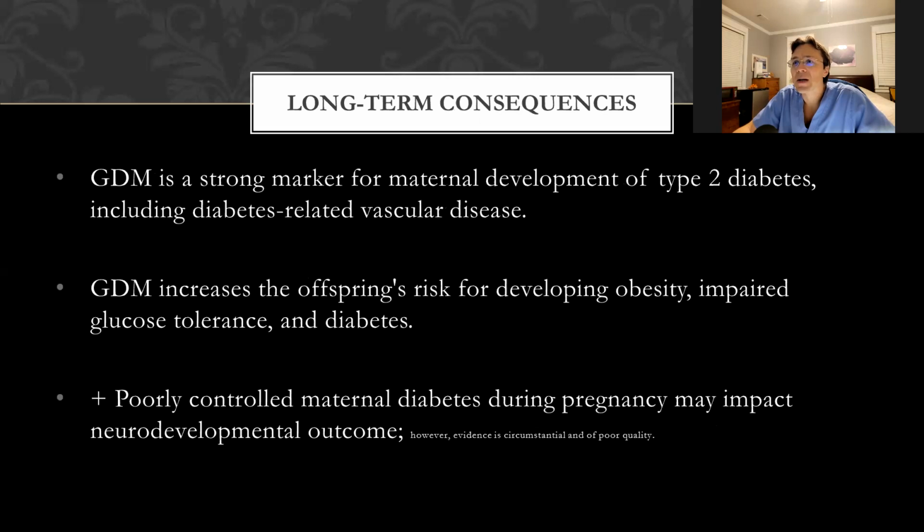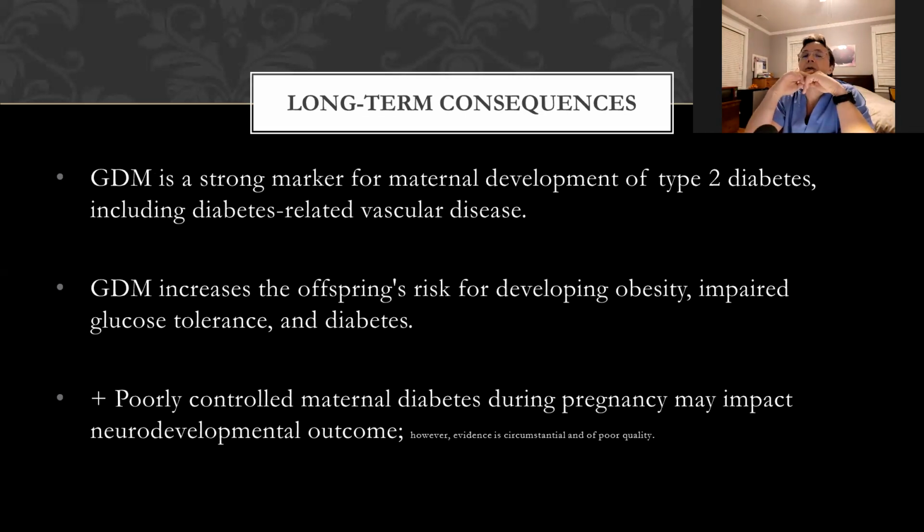Okay, and there are some long-term consequences. It is known that GDM is a strong marker for maternal development of type 2 diabetes mellitus. And that eventually you will have your diabetes-related vascular diseases. It's so severe that according to Conrad Fischer's Master the Boards USMLE Step 2 CK 6th edition, it is 4 to 10 times more likely to develop type 2 diabetes mellitus later in life.